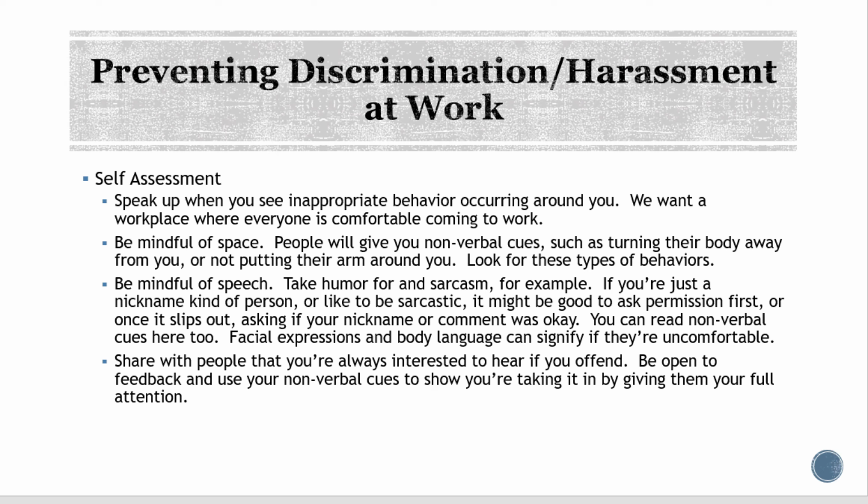Share with people that you're always interested to hear if you do offend. Be open to feedback and use your nonverbal cues to show you're taking it all in and giving them your full attention.